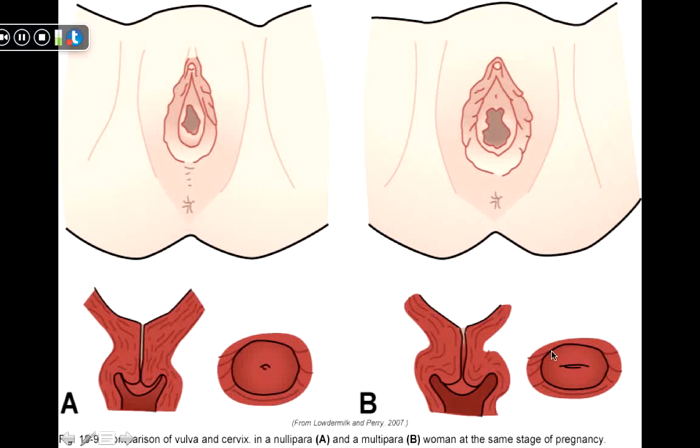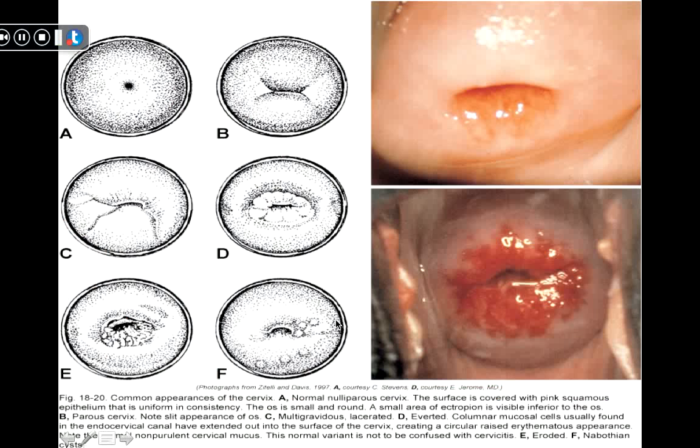So this is a nulliparous cervix in a woman who's not had a baby, and what a multiparous or parous cervix looks like in somebody who has had a baby. See how this one just looks like a little circle, and this one looks more like a slit.